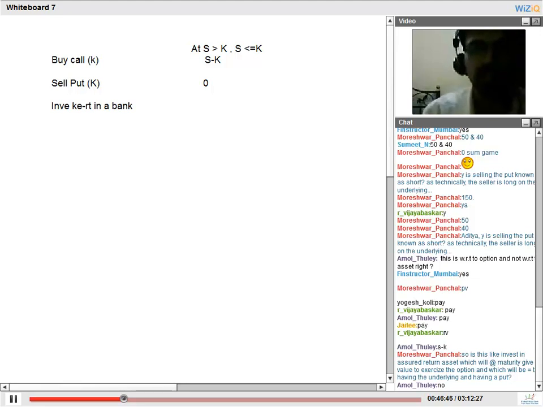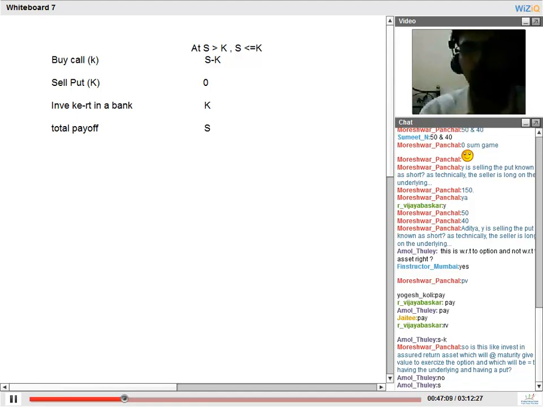If I invest K e raised to power minus RT in a bank at a time T from now, I will receive K rupees back. So please compute the total payoff from this portfolio if the spot price is greater than the strike price. Total payoff will be S.